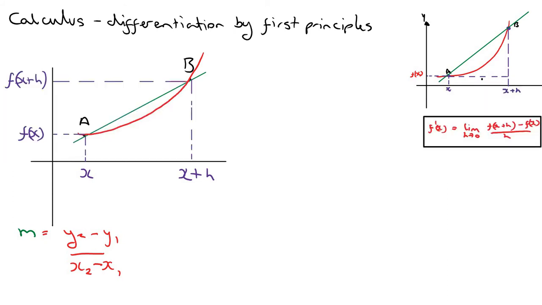So I've got my coordinates. The coordinates of A is x, f of x. So A just becomes the point x, f of x, and B just becomes the point x plus h, f of x plus h. So just a very generic term there.